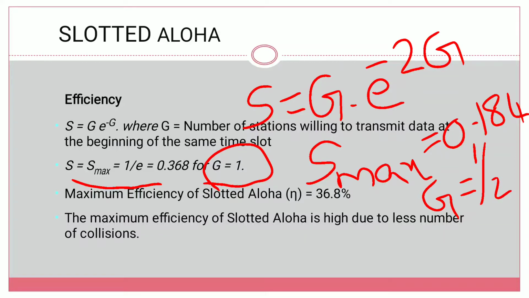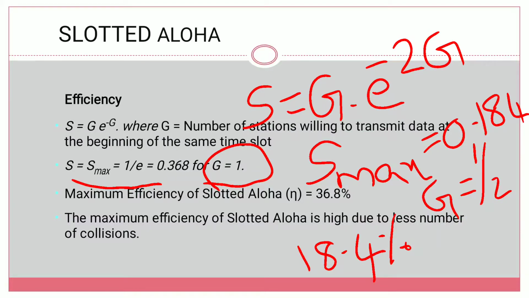Here the maximum efficiency of slotted Aloha is 36.8%, which is double the maximum efficiency of pure Aloha, because in pure Aloha the maximum efficiency is 18.4%. So by observing this, the maximum efficiency of slotted Aloha is simply double that value. The maximum efficiency of slotted Aloha is higher due to fewer collisions.